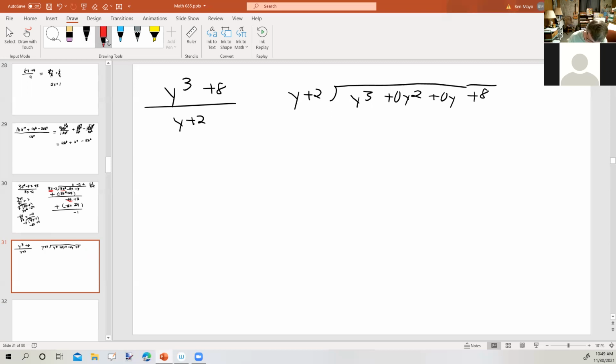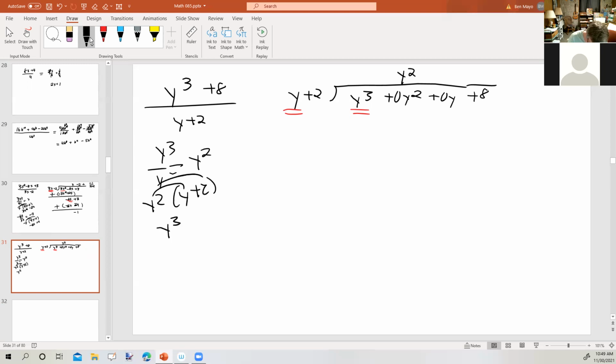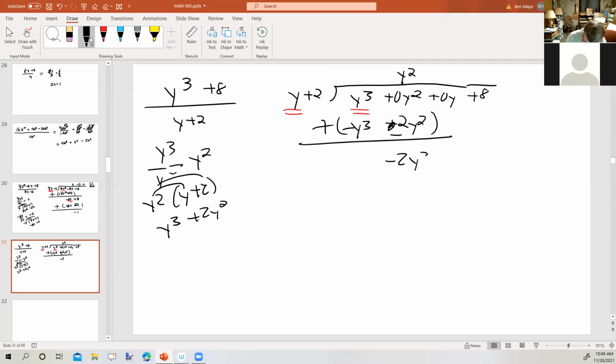And then we go back and do the process, leading term inside divided by leading term outside, which is y squared. We take y squared times y plus 2, y cubed plus 2y squared, y cubed plus 2y squared. Subtract that from what's up above, change it to addition of the opposite. Y cubed plus negative y cubed is 0y cubed. 0y squared plus negative 2y squared is negative 2y squared. Bring down the next term, which is just a 0y.